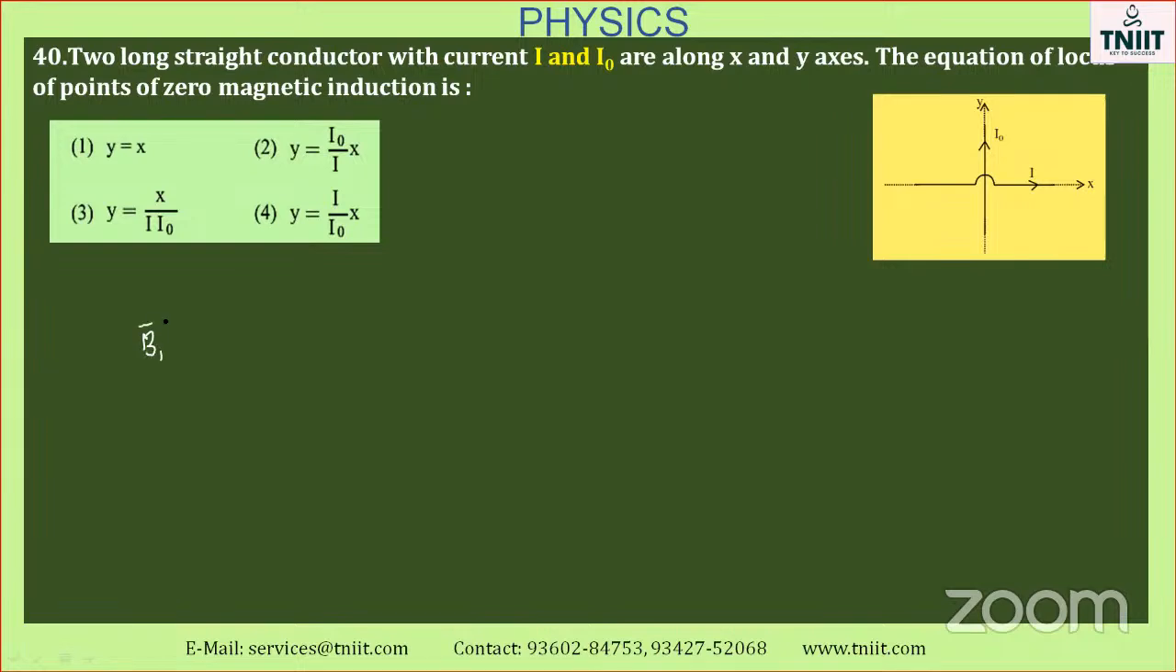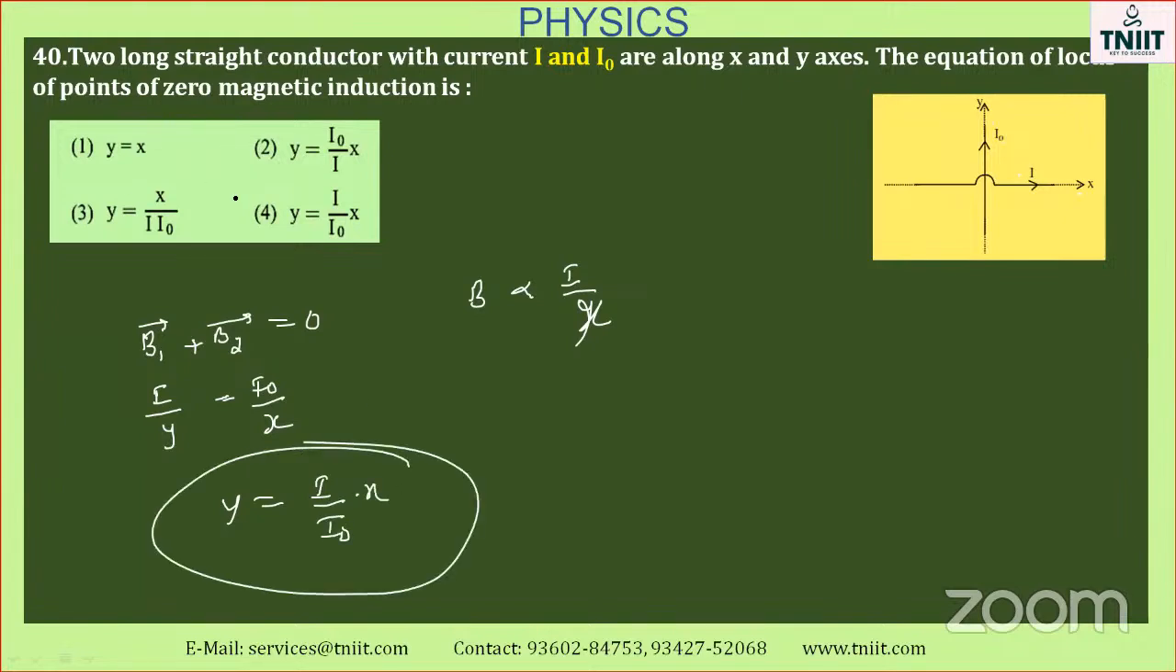Now, zero magnetic induction means B1 vector plus B2 vector should be equal to 0. Correct, no? And you know that B is directly proportional to current and inversely proportional to the distance. So for the first case B1, it should be I divided by Y. For the second case, it is I naught divided by X. Reverse it. So Y is I by I naught into X. Fourth option.